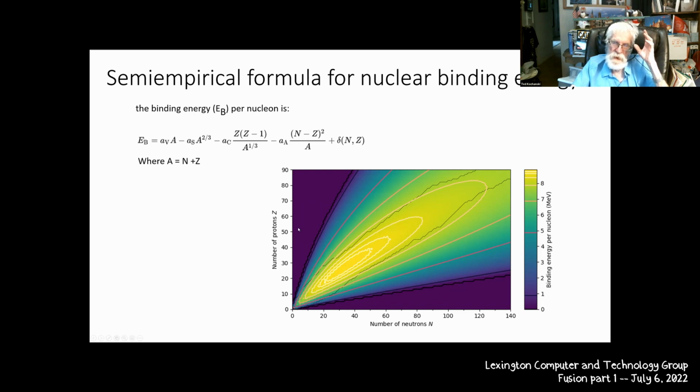And you'll see that in the number of protons, there's iron. That's the center of this bullseye of this contour map. So iron is right there. And again, 30 and 26, 56, that's the center of all centers. And that corresponds to 8 plus MeV per nucleon.